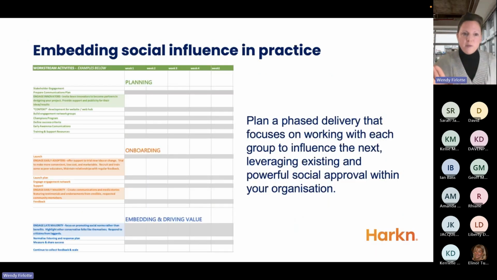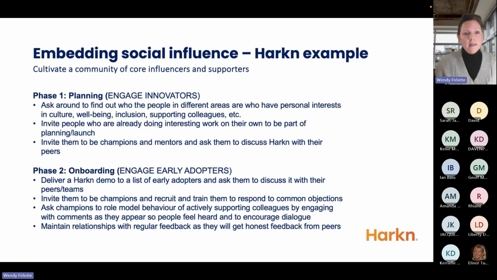Now, as I said before, I have a timeline with my activities, my engagement activities, including communications, and the first phase is planning, then onboarding, then embedding, right? And on each one, I have specific activity lines that name each of the groups: the innovators, early adopters, early majority, late majority. Now, what do those activities look like?